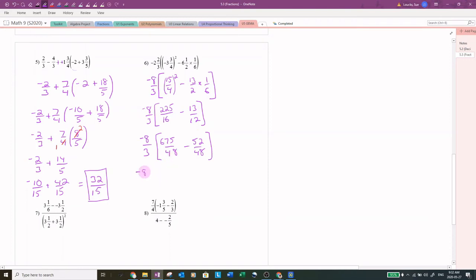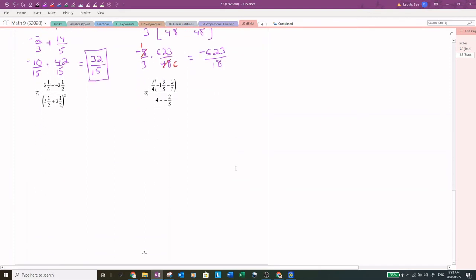So this is negative 8 over 3 times 623 over 48. And 8 goes into 48, so 8 divided by 8 is 1, and 48 divided by 8 is 6. And 623 doesn't divide by 3, so I can't reduce it going that way. So my answer is negative 623 over 18, which is a pretty ugly number, but it's the right one. All right.